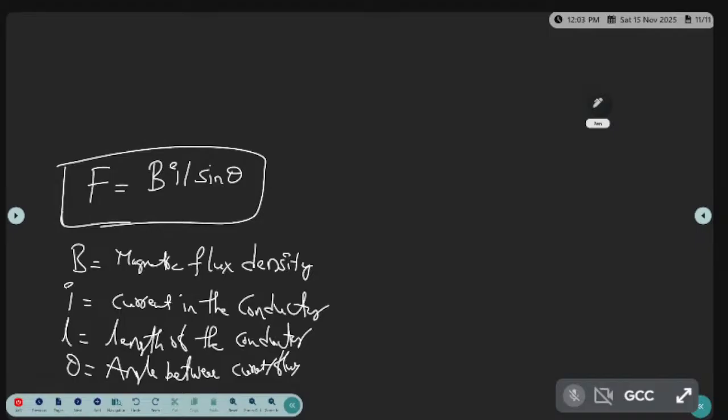Okay, so this is about DC motor construction and the principle of the DC motor. And the left side continues.